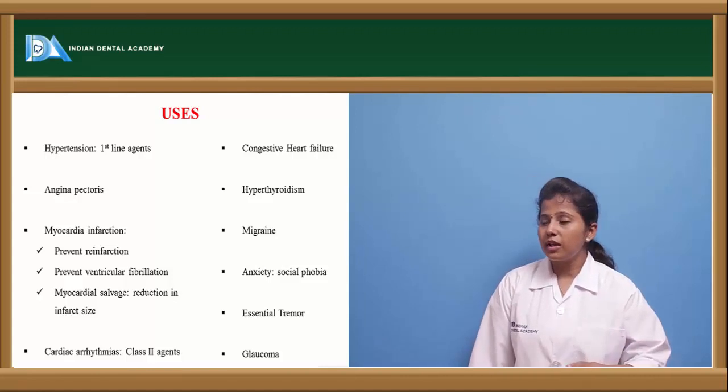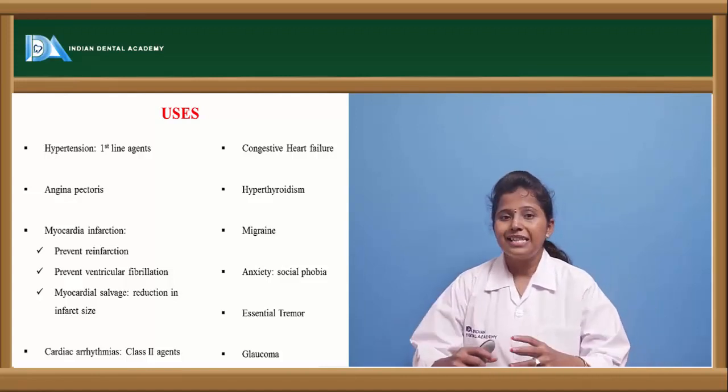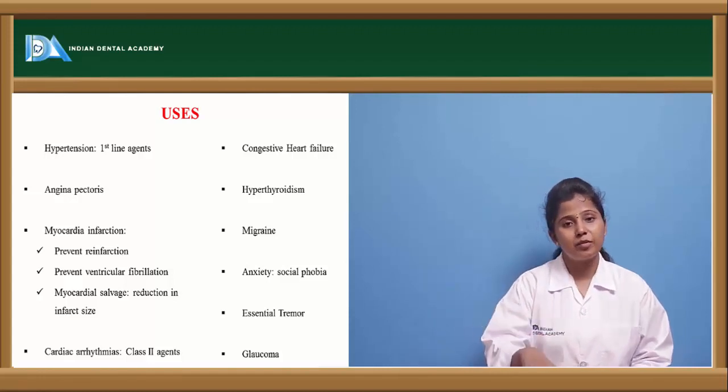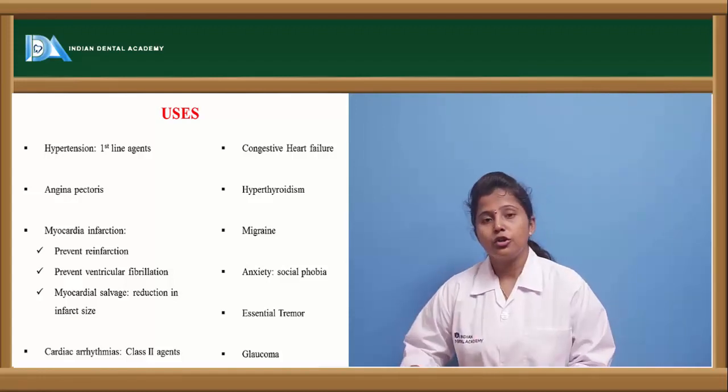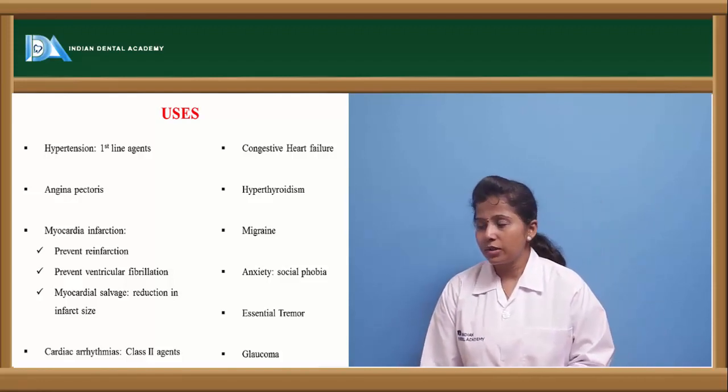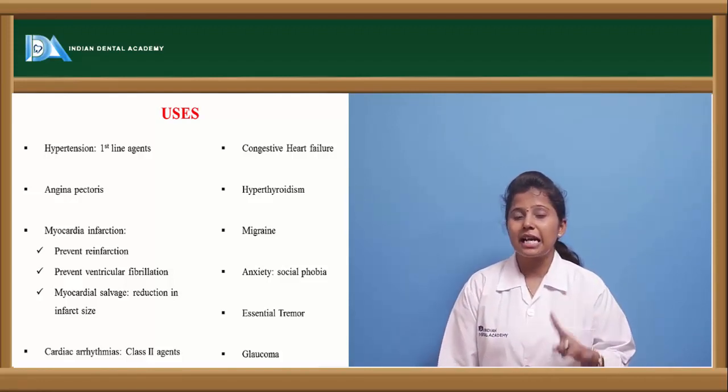It is used in myocardial infarction in order to prevent the excessive fibrillation, or else we can say the excessive deposition of fibrous tissue in the cardiac tissue. So in order to prevent that, it is used in myocardial infarction, as well as it is used in cardiac arrhythmias as class 2 drugs.